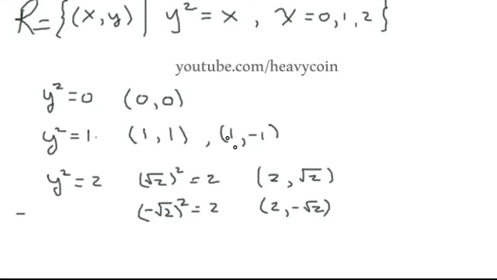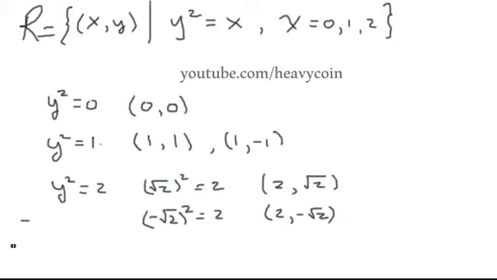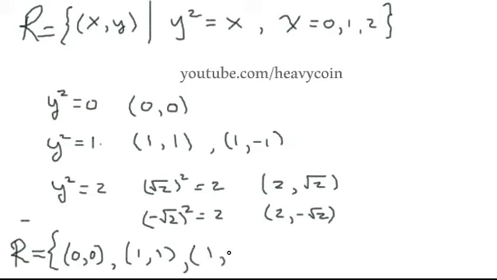Now let's look at this if we were to write R as the set of ordered pairs. So R is equal to, right, so the first one would be 0, 0. And then we could write 1, 1. And by the way, it doesn't matter what order you write these in, but we're writing it in this order right now. And of course you have 2, square root of 2 and 2, negative square root of 2. And I believe that's all of them.